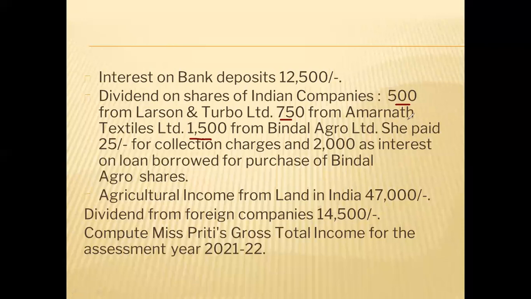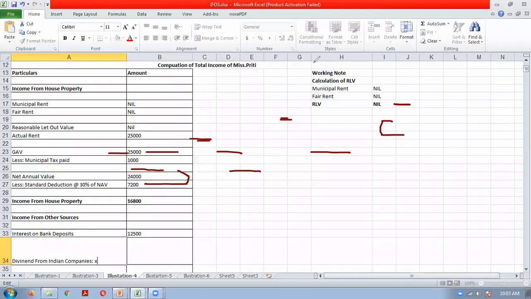Okay. But here one statement is given. She paid 25 for collection charges and 2000 as interest on loan borrowed for purchase of Bindal Agro Limited shares. Means what? She is receiving 500, 750 and 1500 as dividend, which will be income. But at the same time, she is incurring expenses also. So we will have to give the benefit for the expenses. So how will we calculate here? Simple logic. Net income should be taxable.